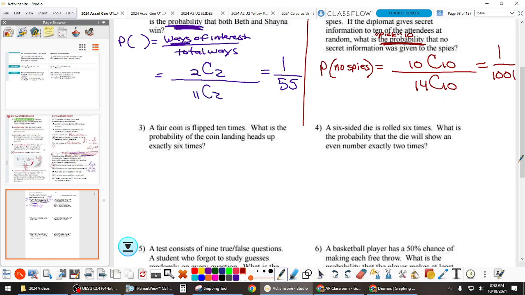A fair coin is flipped 10 times. What is the probability of the coin landing heads up exactly 6 times? So don't start working on this one yet. I want you to think about it. This is a different question than the other two, right? Different setup, different thought process.